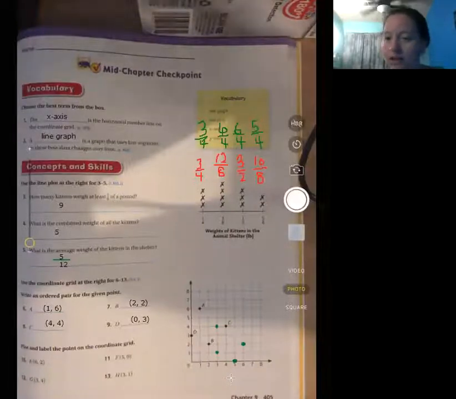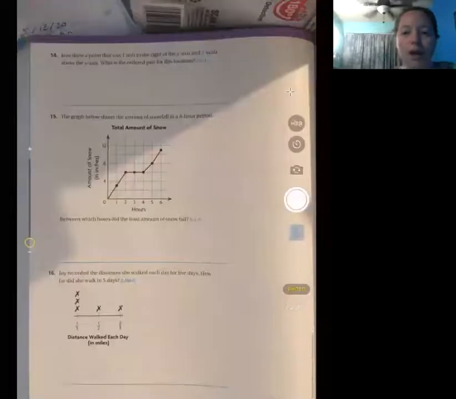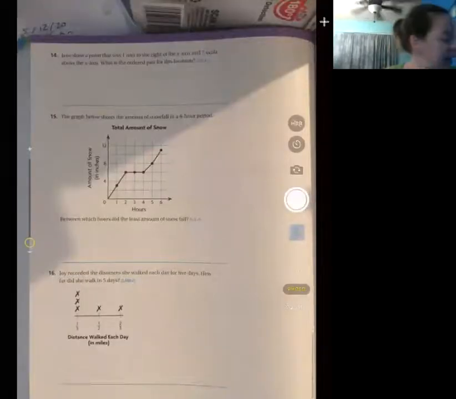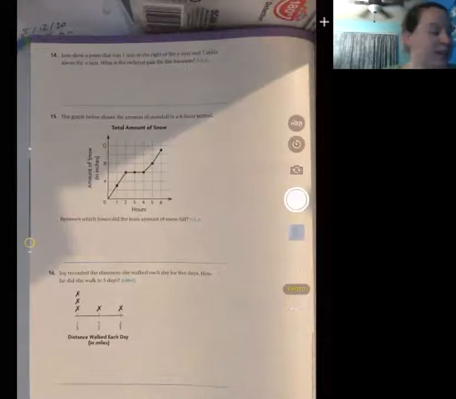All right, pause it if you need to. I'm moving on to the next page. All right, so I am on page 406.